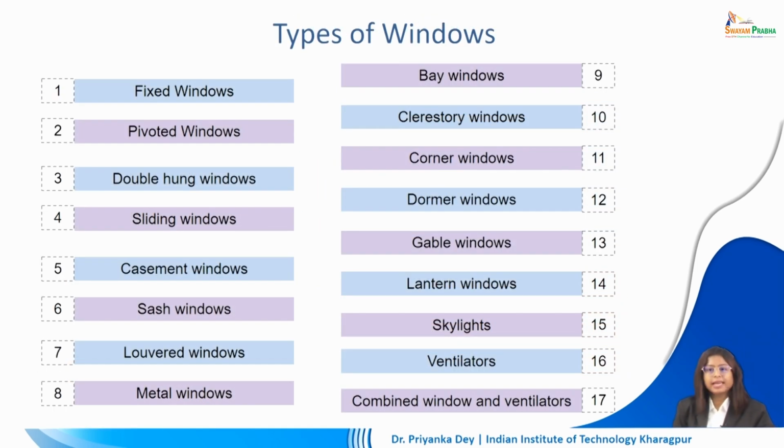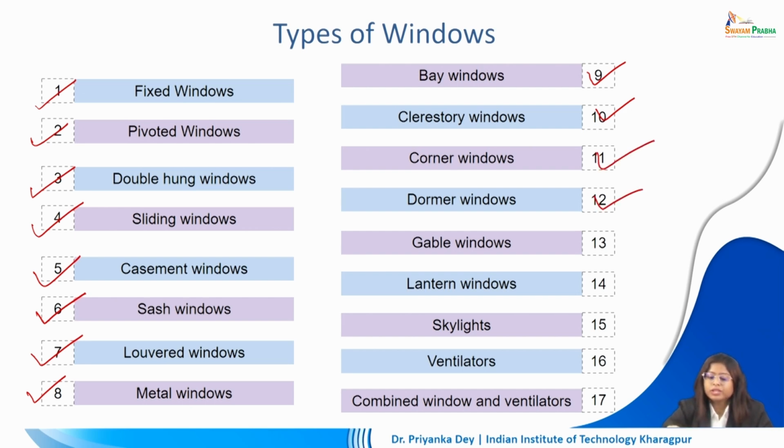With respect to windows, again we have several types. In the way they are shaped, in the way they are placed, we can call them by different names. Fixed windows, pivoted windows, double hung windows, sliding windows, casement windows, sash windows, louvered windows, metal windows, we have bay windows, clear story windows, corner windows, dormer windows and gable windows, which are possible in pitched roof houses, lantern windows, skylights, ventilators and a combination of window and ventilators.